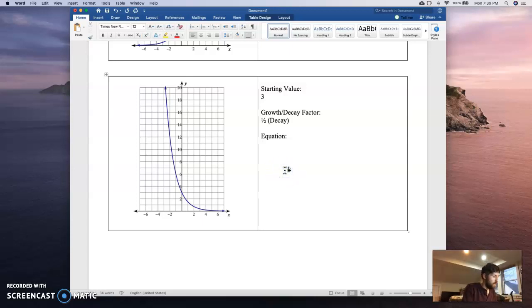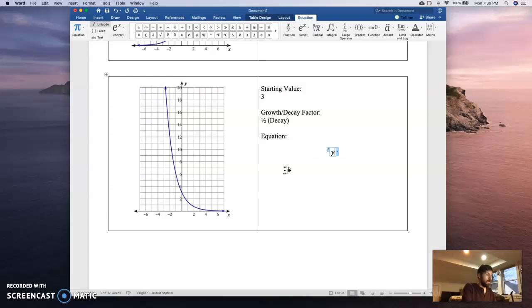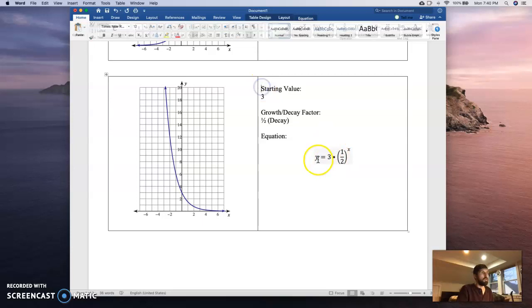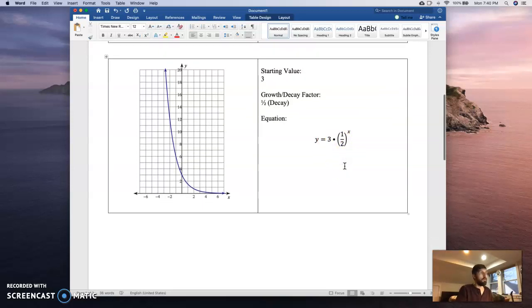That means my equation is y equals 3, that's the starting value, times, let's put in some parentheses, 1/2 to the x. There we go. So 3 times 1/2 to the x, because the 3 is our starting value and the 1/2 is our decay factor. That's how that works.